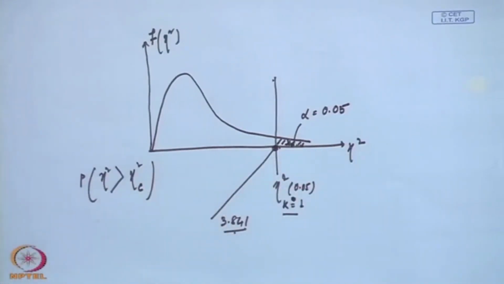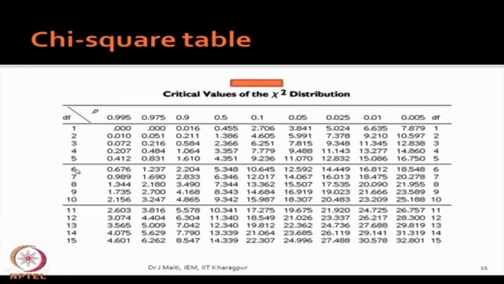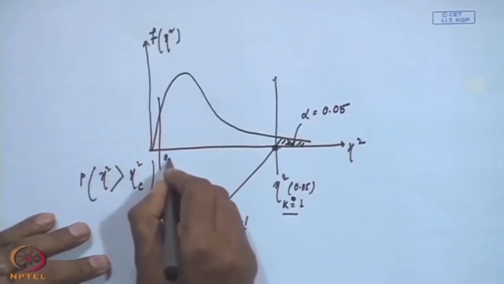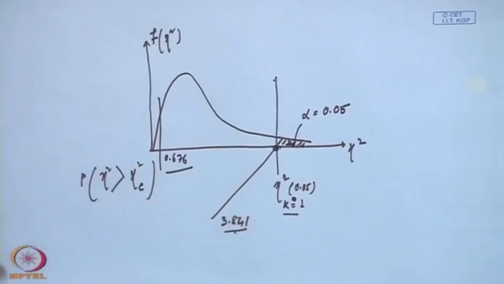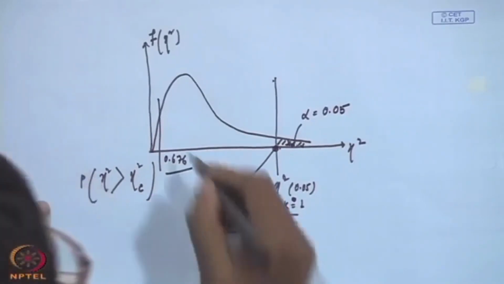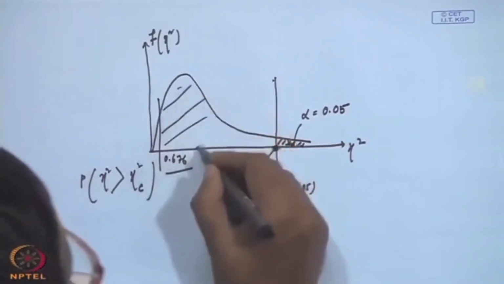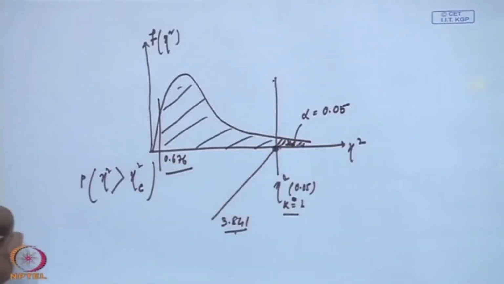Now, if your degrees of freedom is 6 and you want the probability of 0.995, then your chi-square value will be 0.676, which will be somewhere here. So you are talking about the total probability on this side. Okay.